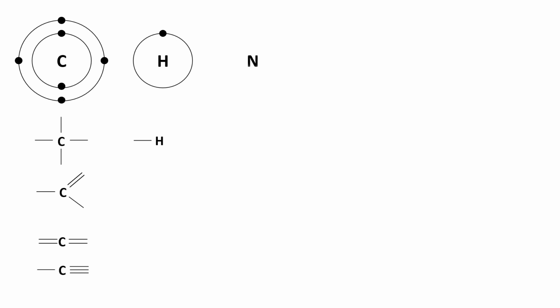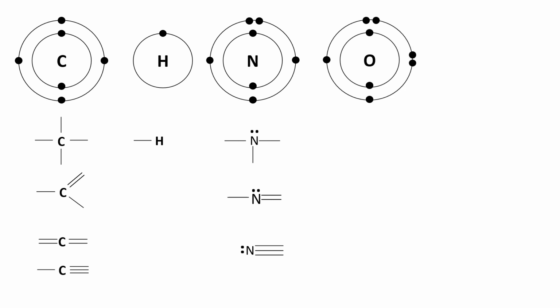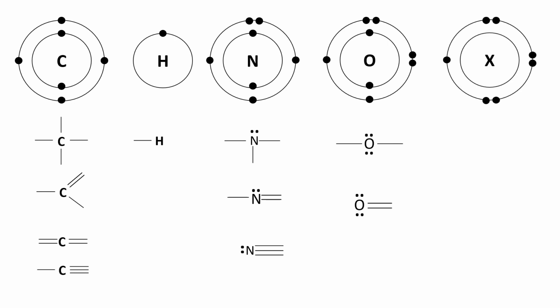Nitrogen has 5 outermost electrons and to complete its octet, nitrogen can form 3 single bonds or 1 single and 1 double bond or 1 triple bond. Oxygen has 6 outermost electrons and to complete its octet, oxygen can form 2 single bonds or 1 double bond. Halogens, group 7 elements, have 7 outermost electrons and to complete their octet they form 1 single bond.